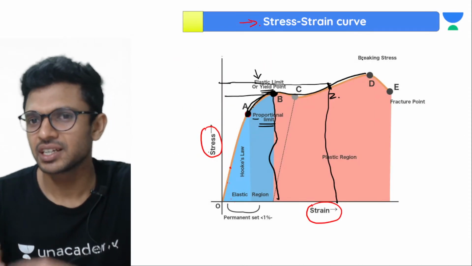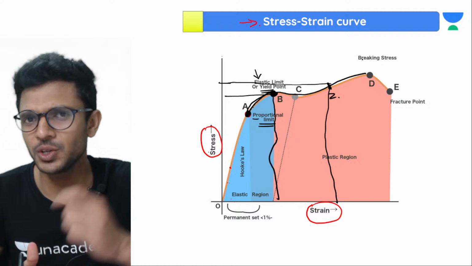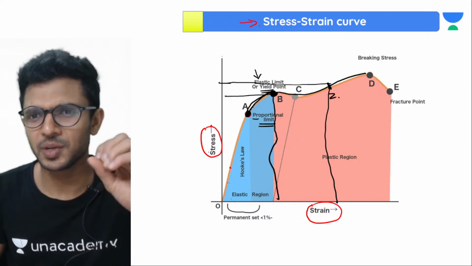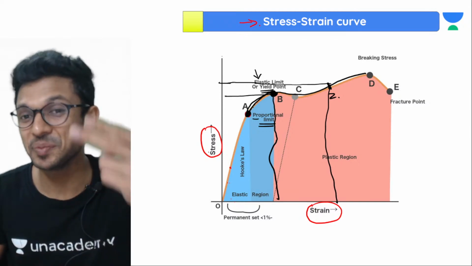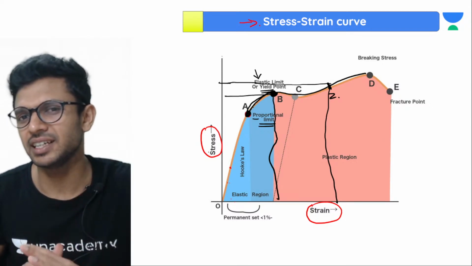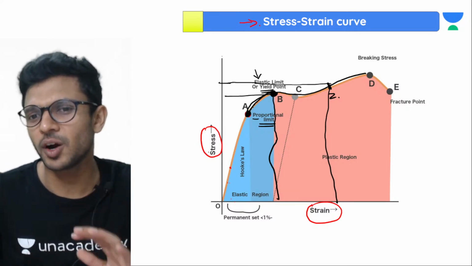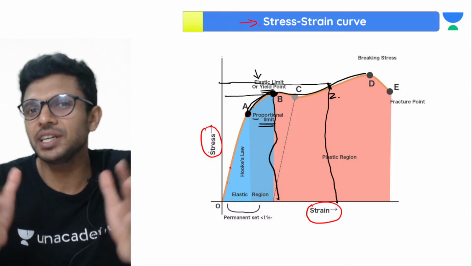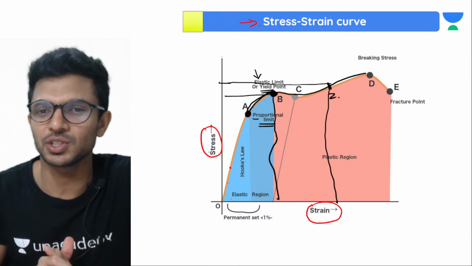From B to D, what can you say? Is the body going to act as elastic from B to D? Not at all. From the point B to D, you can see that the body will be acting completely plastic. That means if you remove the deforming force, the body will not be coming back to its original position.